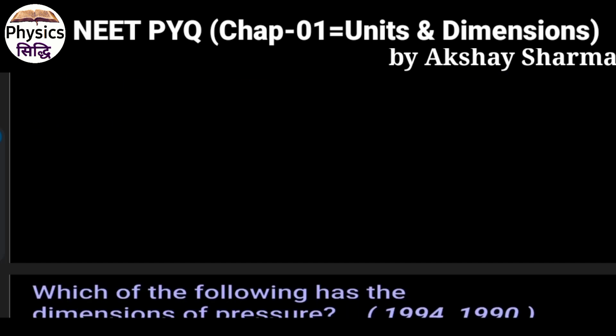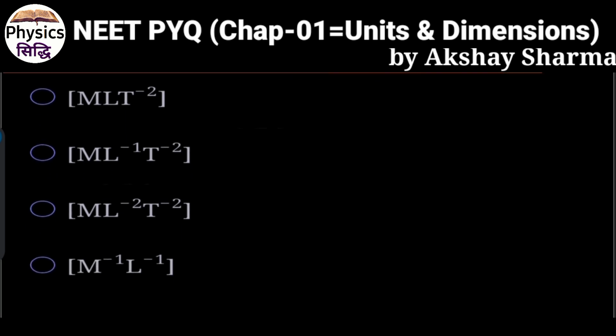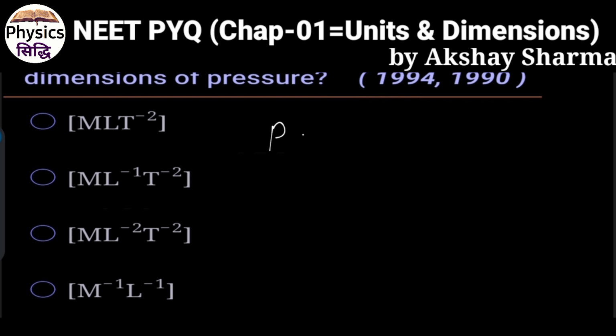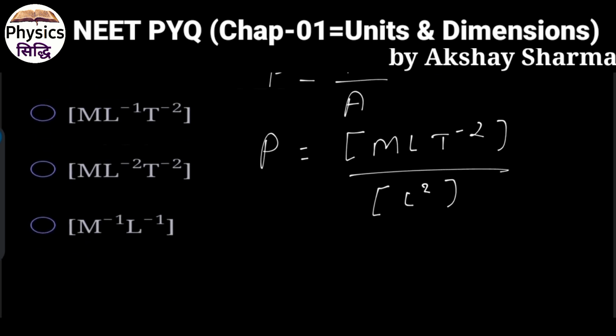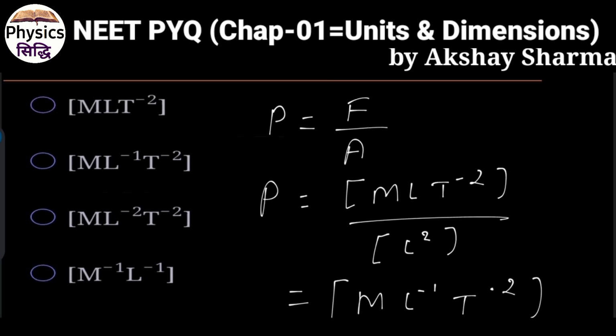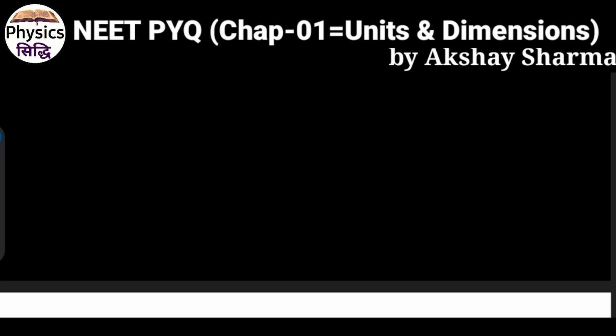Now move to the next part. Which of the following has the dimension of pressure? Pressure is force upon area. So put down the dimension: M L T minus 2 upon area L squared, and we get M L minus 1 T minus 2. Option B is correct.